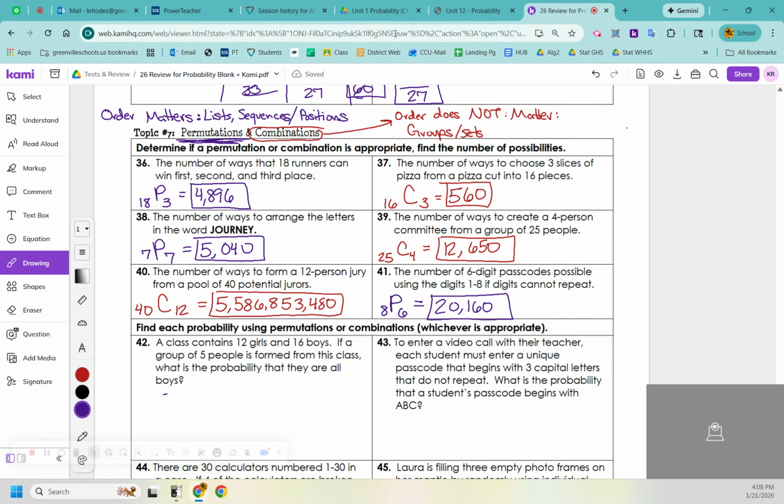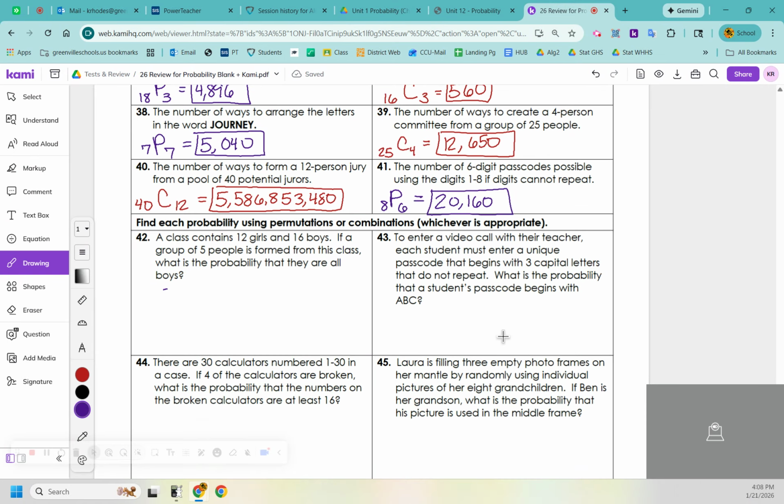Okay. I don't think that's what we're worried about. I think we're worried about these last 4. So, a class containing 12 girls and 16 boys. If a group of 5 people is formed from the class, what is the probability that they are all boys?